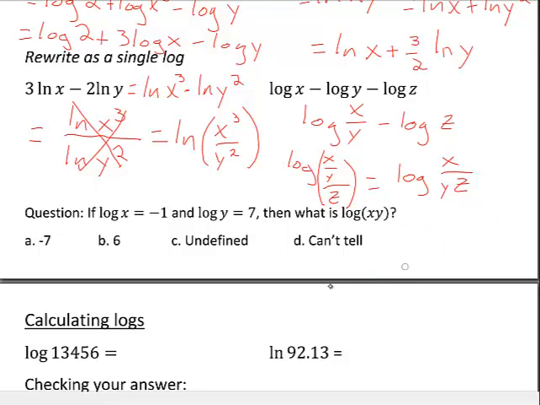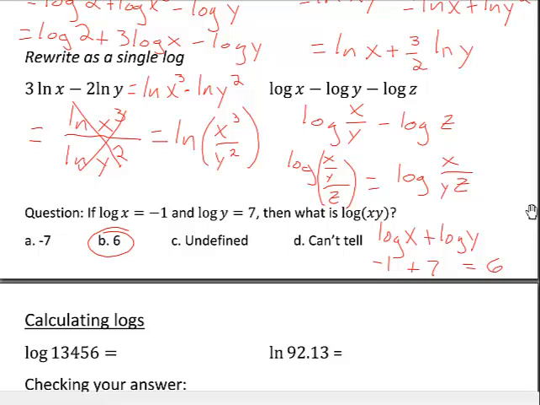Okay? So let's look at this last question here. If the log of x is negative 1, the log of y is 7, what is the log of xy? Well, it might seem hard to tell because we know what log x is, we know what log y is, we don't know anything about x times y. We don't know what x is or what y is, so we don't know what x times y is. But we can use our property to say that this is the log of x plus the log of y. And we know that the log of x is negative 1, and we know that the log of y is 7, so overall what we're left with is 6. Okay?